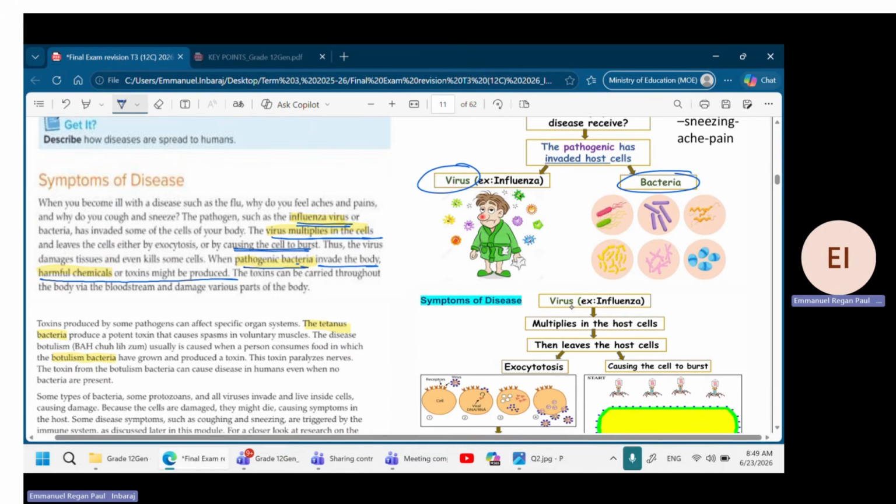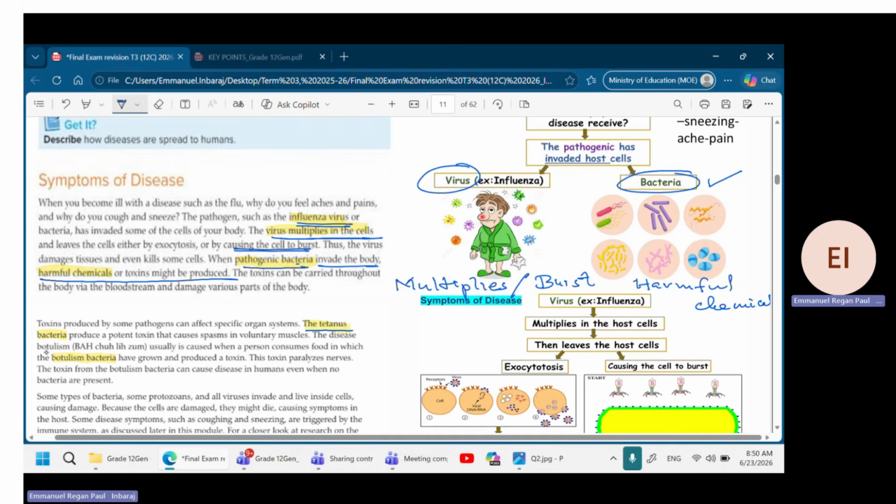If virus enters the body, it will multiply and then burst the cell and they will come out. If a bacteria enters the body, the bacteria releases harmful chemicals. So here you should understand that if it releases harmful chemicals, that means it's bacteria. For virus, the keyword is it multiplies. It multiplies and then it will burst the cells. Okay, so remember.